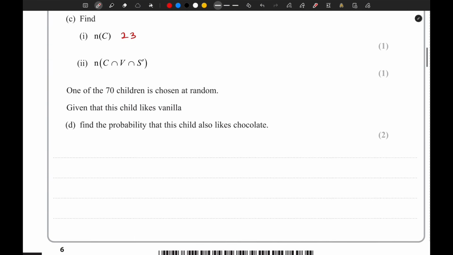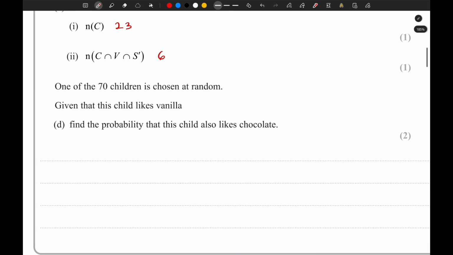So the answer to this is 6. Now one of the 70 children is chosen at random, given that this child likes vanilla. Find the probability that this child also likes chocolate.